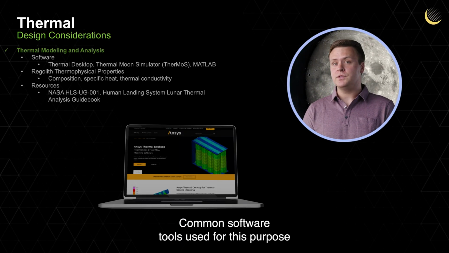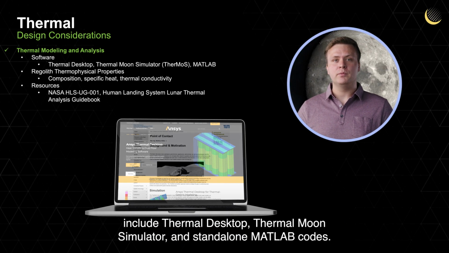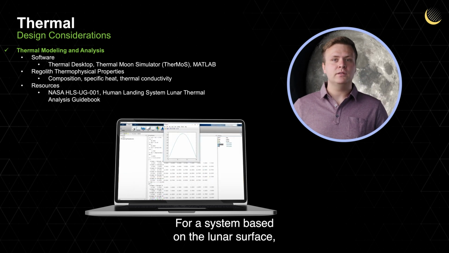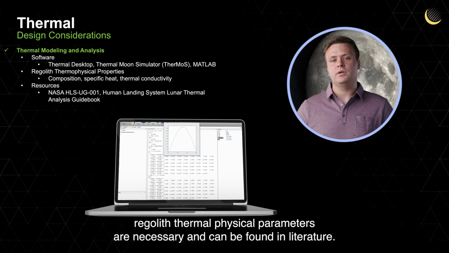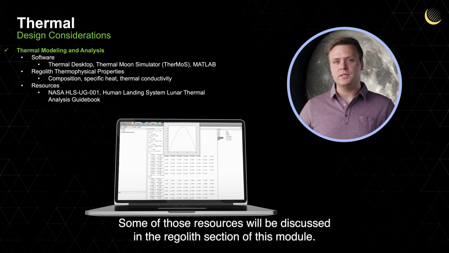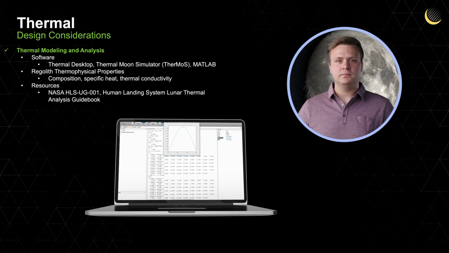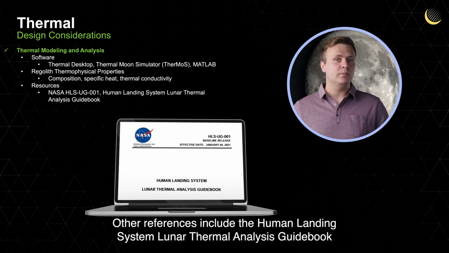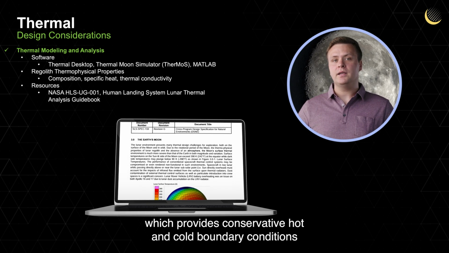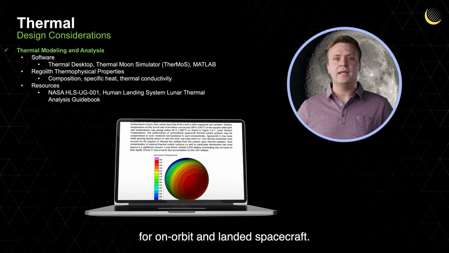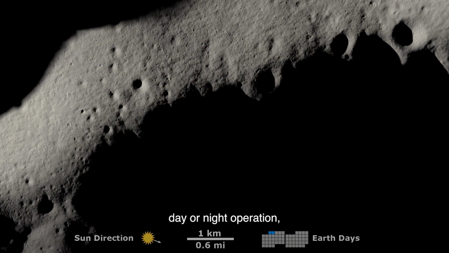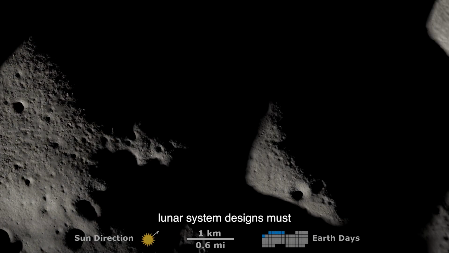Detailed thermal modeling and analysis can help reduce uncertainties in a given system's expected temperature range. Common software tools used for this purpose include Thermal Desktop, Thermal Moon Simulator, and standalone MATLAB codes. For a system based on the lunar surface, regolith thermophysical parameters are necessary and can be found in literature. Some of those resources will be discussed in the regolith section of this module. Other references include the Human Landing System Lunar Thermal Analysis Guidebook, which provides conservative hot and cold boundary conditions for on-orbit and landed spacecraft.